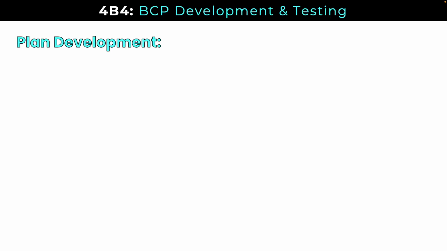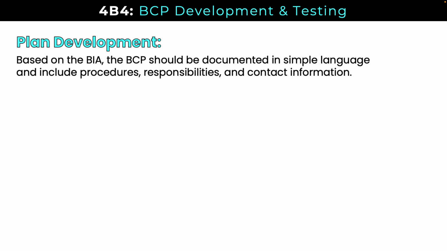So let's talk about our business continuity plan development and testing. So our BCP is going to be based on the outputs of our business impact analysis, and it should be documented in simple language and include procedures, responsibilities, and contact information. After all, when we actually execute our business continuity plan, it will be under stressful circumstances. It will be something of an orchestra where many players are working together, so everyone needs to understand their roles and their tasks at a very granular level.